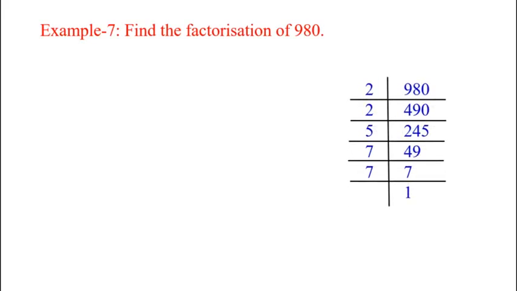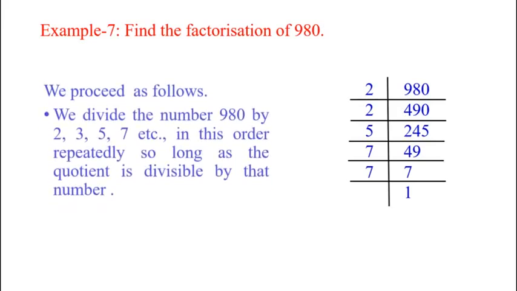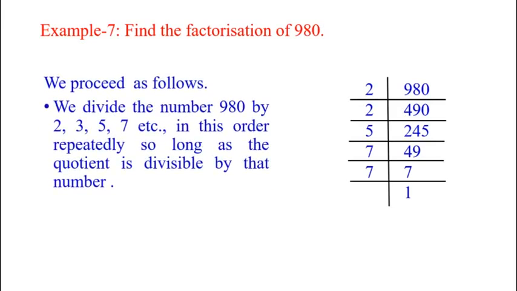Next, example 7, find the prime factorization of 980. By this method we can factorize 980. We proceed as follows. We divide the number 980 by 2, 3, 5 and 7. We will try one by one. First it is divisible by 2.